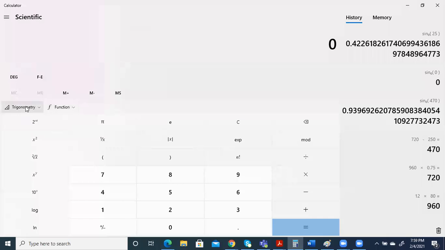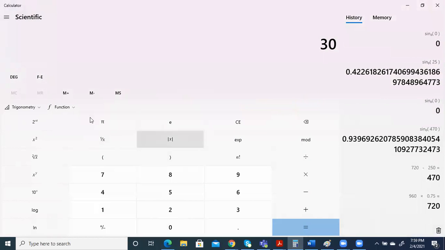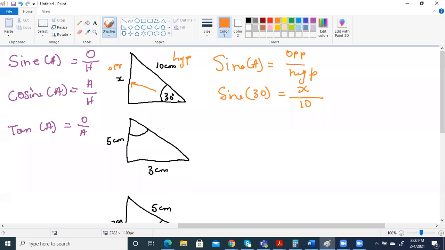So my sine is under this trig button here. So I will just go for it and touch sine. The sine would come up and then I would plug in 30. Sine 30. So that's 0.5. Yeah. So that's basically what you do. Just touch sine and then 30 and you'd have 0.5.